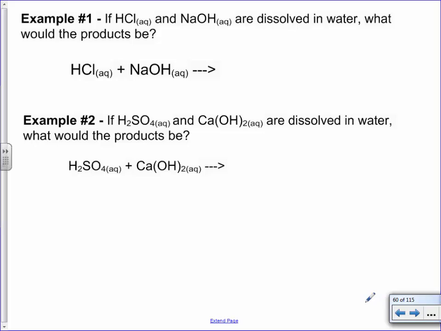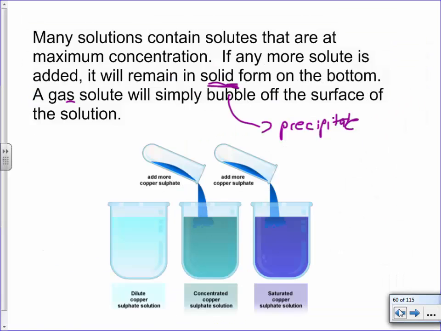Let's try some more examples. Let's say I gave you HCl and NaOH. What would we expect the products to be then? Na would go with Cl. Solid or aqueous? You guys have a table nearby? NaCl.